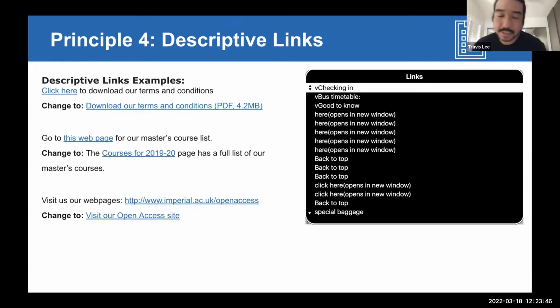Okay, so descriptive links. So Sal, when he was showing that screen reader demo, he showed you the list of all of the links that he could pull up using his screen reader. So let's just say you're a blind person and you're going to go to this website. I have a screenshot of a bus website. Imagine you're blind and you want to check out the schedule of buses in your city. And imagine if this is what all the links look like. Bus timetable, be good to know. Here, open a new window, here, open a new window, here, open a new window, here. So that's here is the link, right?